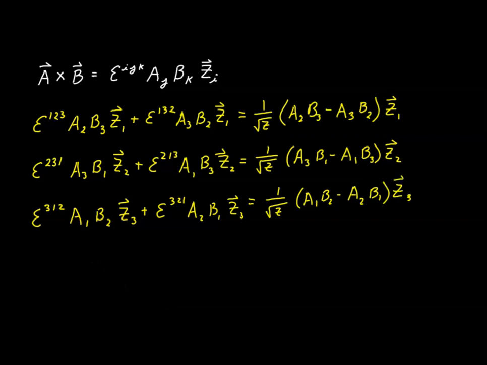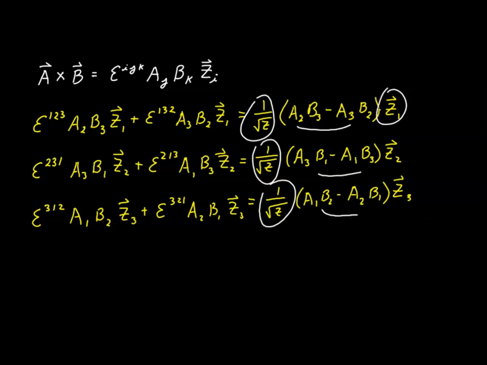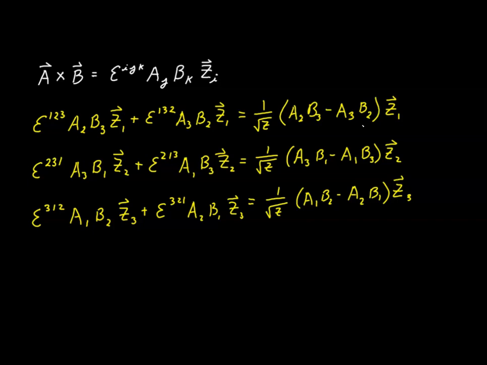Okay, now notice that all of these results are extremely similar. They have exactly the same form. They all have this factor out front, and they all have a pair of terms subtracted from each other in the middle, and they all have a basis vector here. But the other thing I want you to see is that we can relate these by permutation.